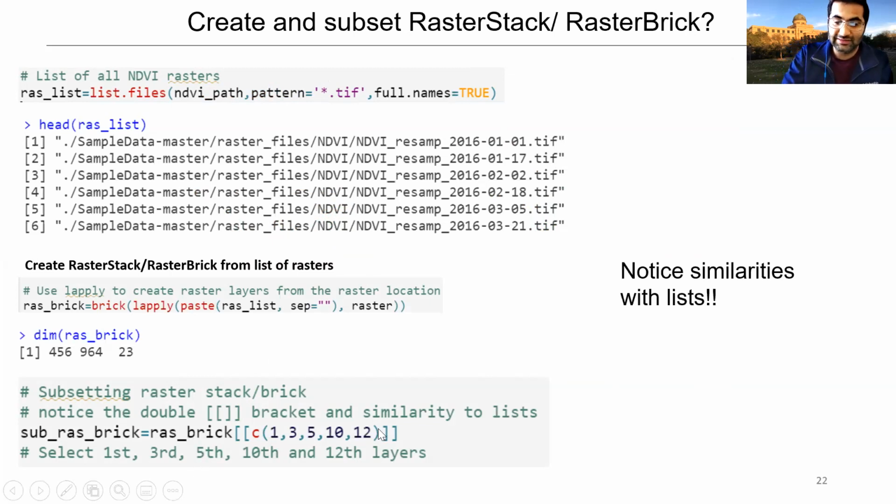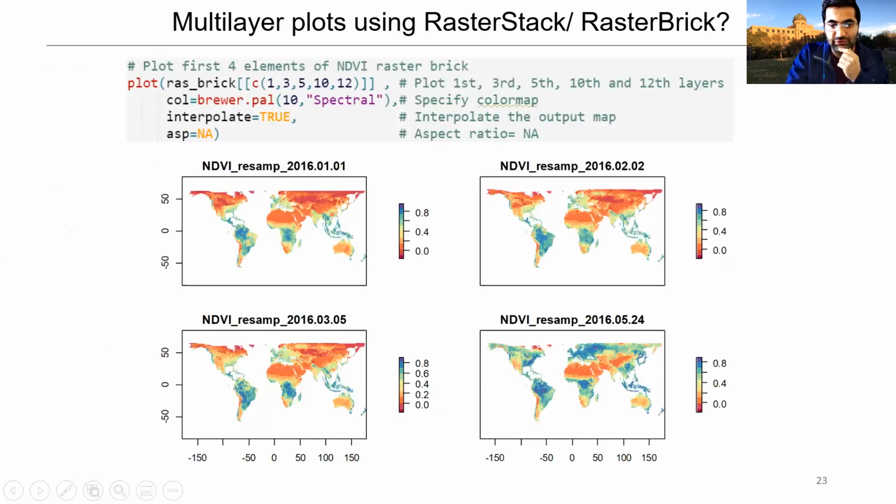Once we have subset this, the prime reason why I wanted to subset the brick in this case is I wanted to show some of the plotting examples. So if you have the brick of 23 layers and you just write plot and the brick's name in the parenthesis, it will plot all 23 at the same time. So we want to make it simple for us to understand how this works, by showing you how to plot specific layers in a RasterBrick.